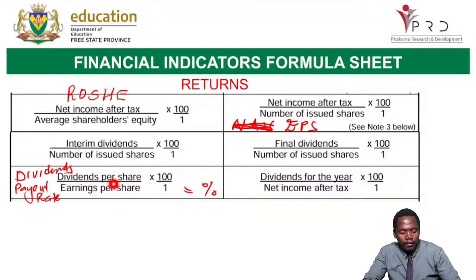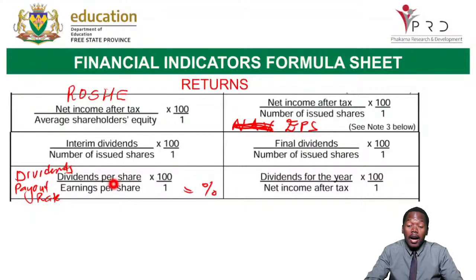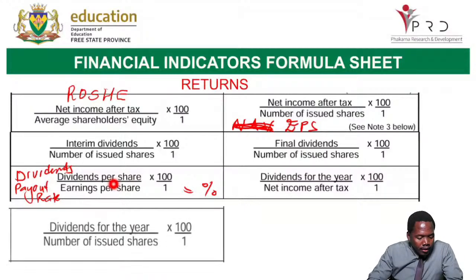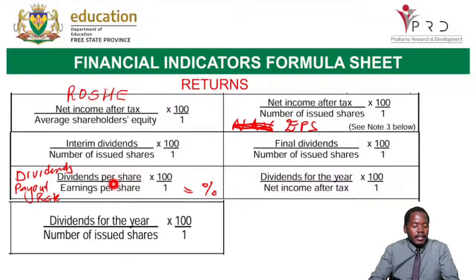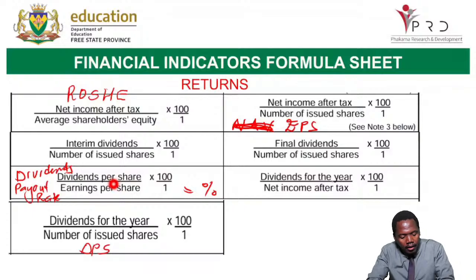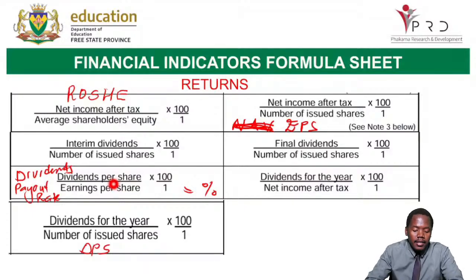Now, dividends for the year divided by net income after tax. These are all parts of returns. And then we also have the dividends for the year divided by the number of issued shares. This is DPS. The other ones will be the total dividends, total final dividends, total interim dividends.